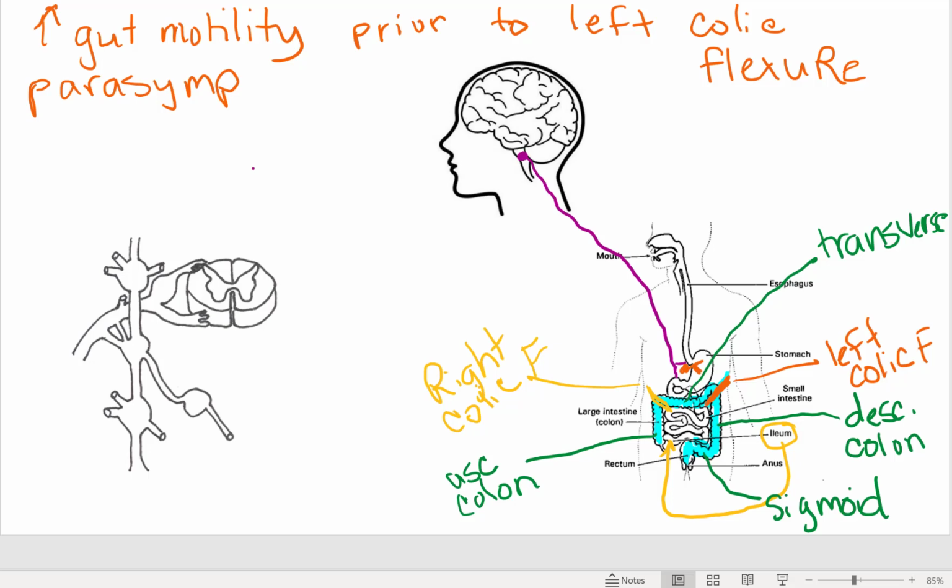You might be asked to tell me what neurotransmitters are released from the preganglionic fiber, which is drawn in magenta or purple. You would have acetylcholine being released. And from the postganglionic fiber, we would also have acetylcholine being released. Are there any questions about increasing gut motility prior to the left colic flexure? Okay, well, let's move on to increasing gut motility after the left colic flexure.